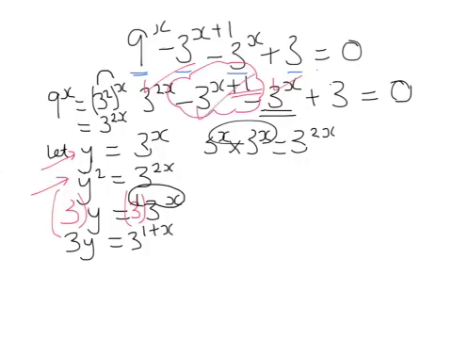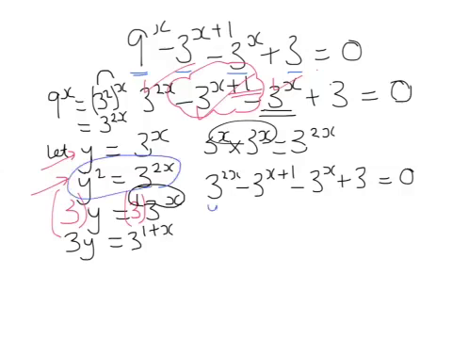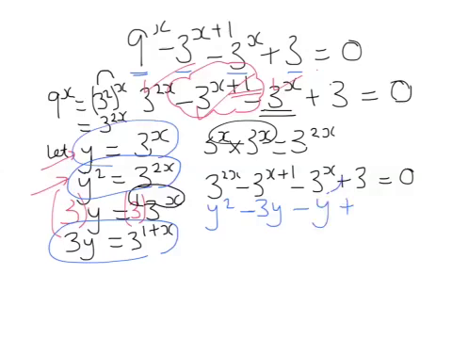Perfect. So what we're going to end up with, in all this big mess, is 3 to the 2x minus 3 to the x plus 1, I'm just writing him out again, minus 3 to the x plus 3 equals 0. So 3 to the 2x, let's find him. 3 to the 2x was that, so that's y squared. 3 to the x plus 1 was that, so that's minus 3y. 3 to the x, where was he? Over here, so that's minus y, plus 3 equals 0. Okay, that is now not looking so bad. So y squared minus 4y plus 3 equals 0.